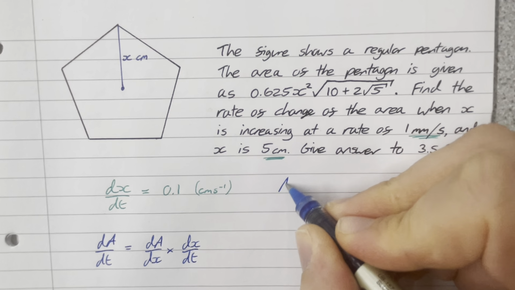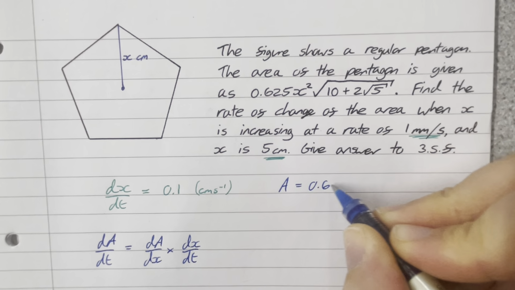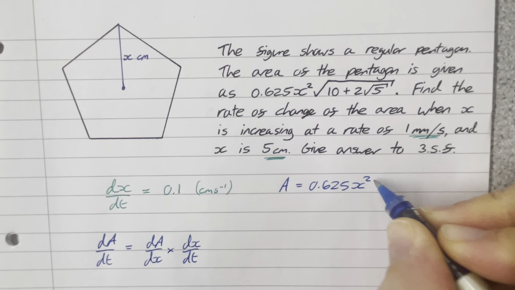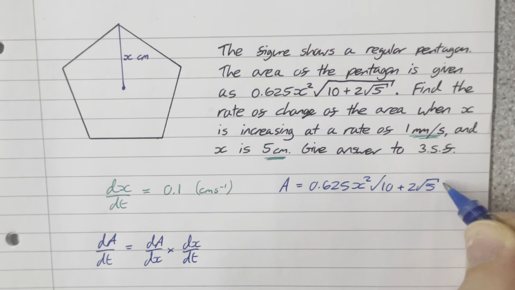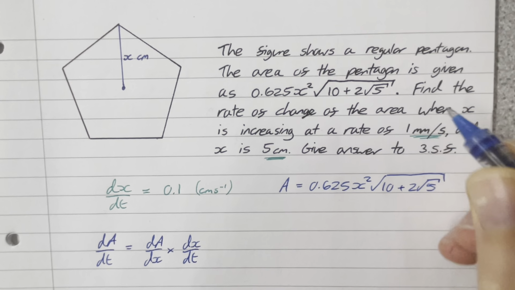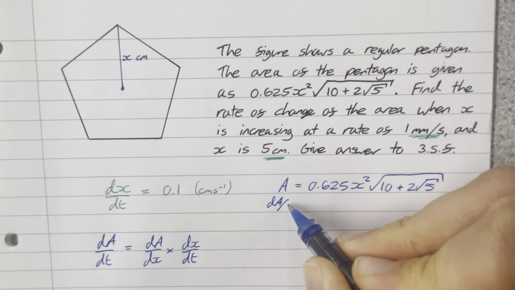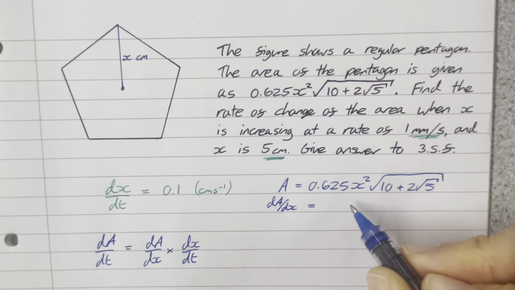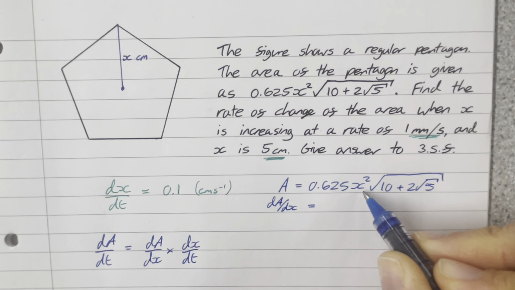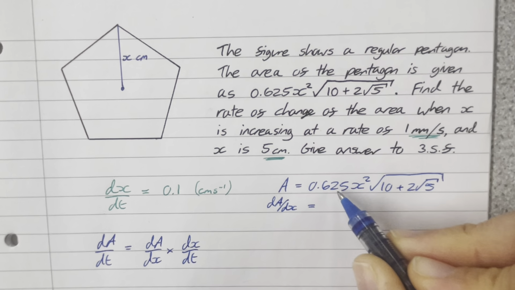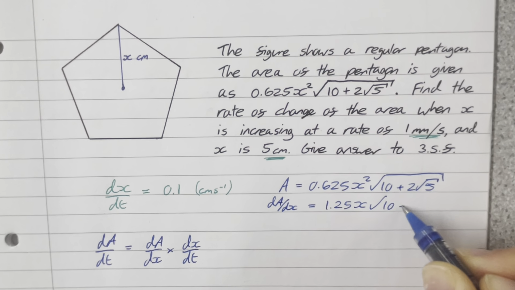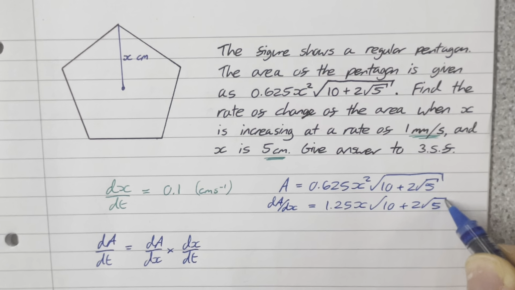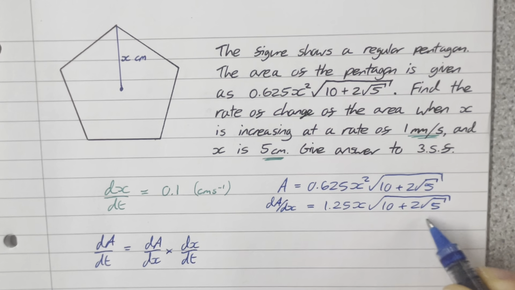Well, we're given that the area is equal to 0.625x squared times the square root of 10 plus 2 root 5. So we're given A in terms of x in the question. So we can find dA by dx by differentiating this. So the only variable here is the x squared. So I'm going to times by 2, which is 1.25x, times the square root of 10 plus 2 root 5. So there is an expression for dA by dx.